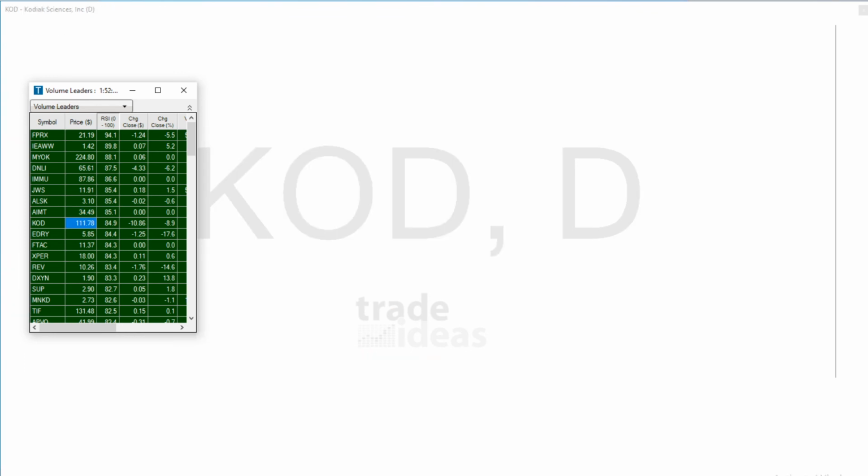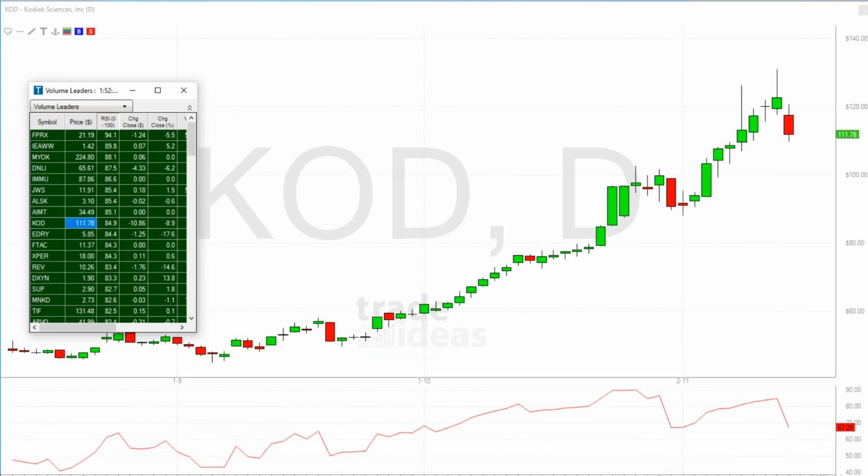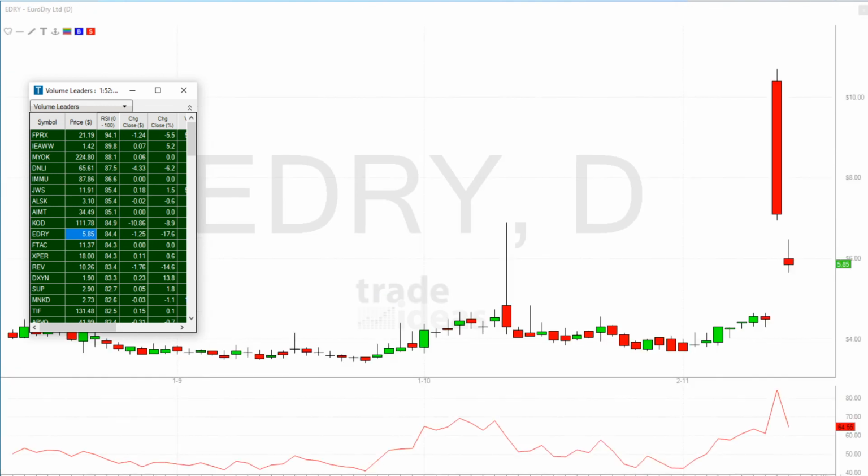So again, it's this simple oscillator that talks about overbought, oversold. We can scan for it on many different time frames, from 5 minutes to daily. So again, check it out. Those are some uses for it.